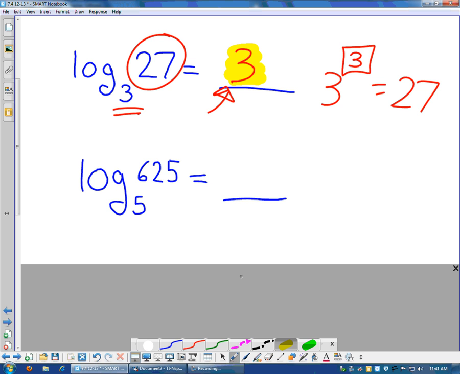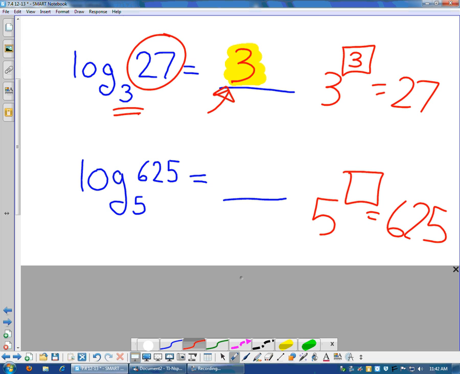All right, let's try another one. How about log to the base 5 of 625? Again, we're saying 5 raised to what power gives us 625? And you know from your handy dandy help sheet that that would be 4. So our answer here is going to be 4. Log to the base 5 of 625 is 4.